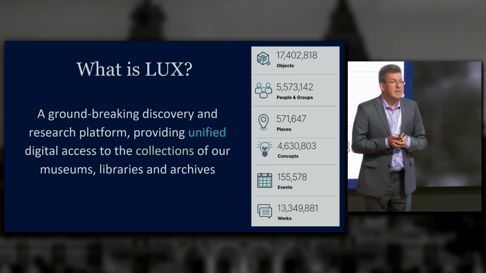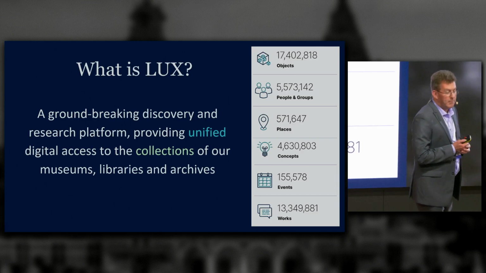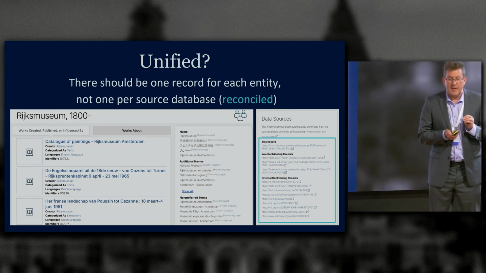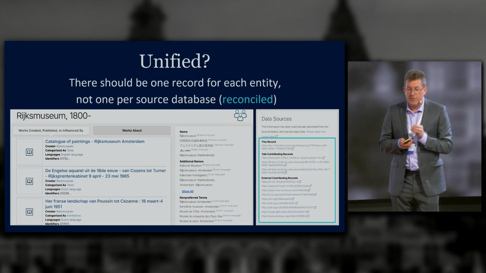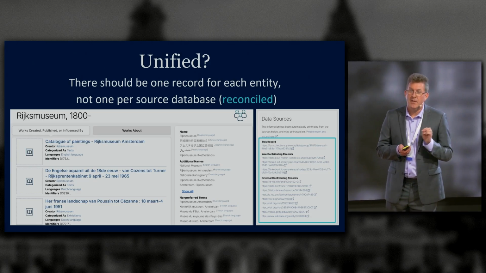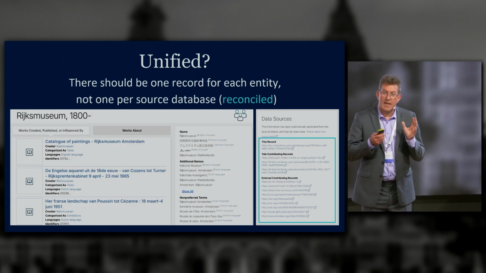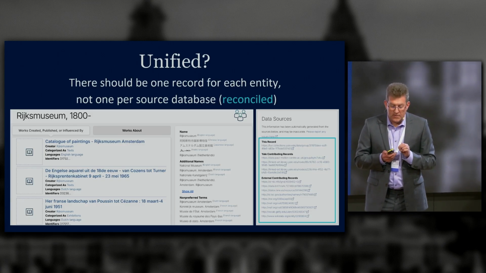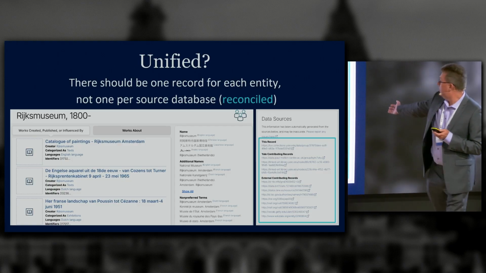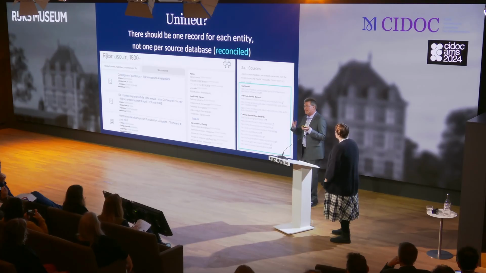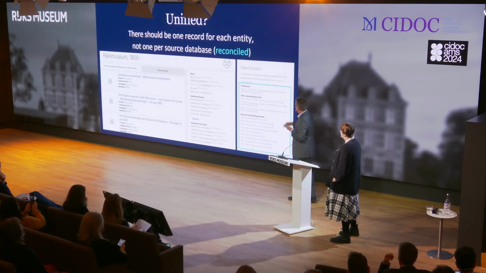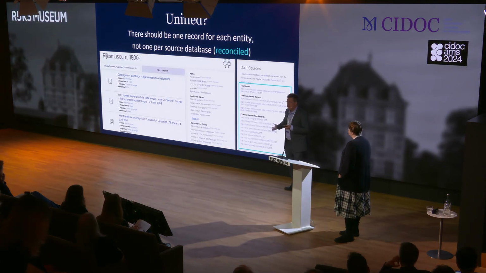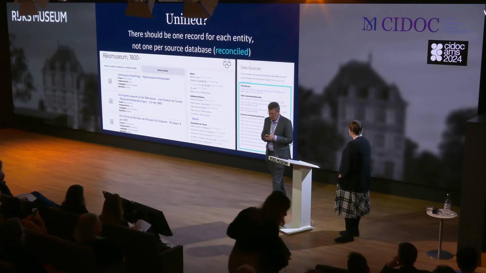But the two words that I want to focus on are unified, what do we mean by that, and collections. What are the collections? So for unified, we think of it in three ways. And the first is that there should be one record for each entity that we have in the graph, rather than one record per source database. So we have here, the record for the Rijksmuseum. We have our own identifier, we have our internal records, and then we have reconciled the Rijksmuseum with external data as well.